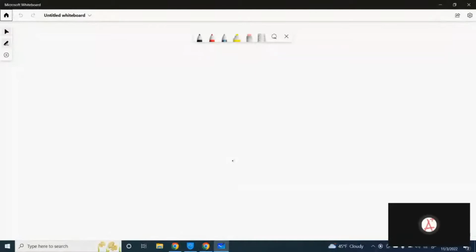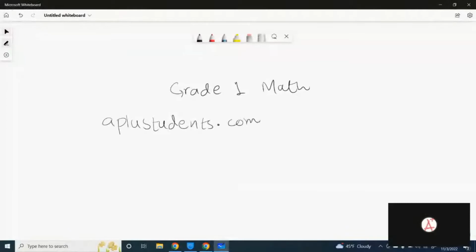So we're going to start with grade 1 maths. You can find all the lessons on aplusstudents.com. You have to log in there using your email address and password as provided by the administrator. Then you have to select math from the subject tab. Then scroll to grade 1 maths.